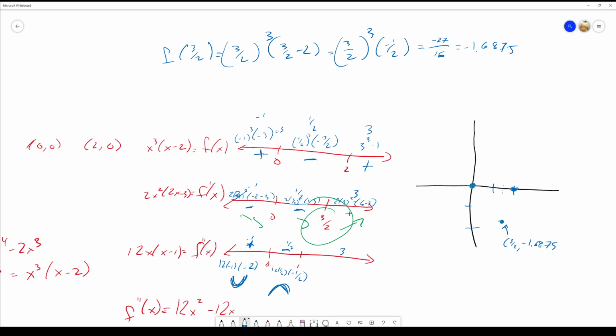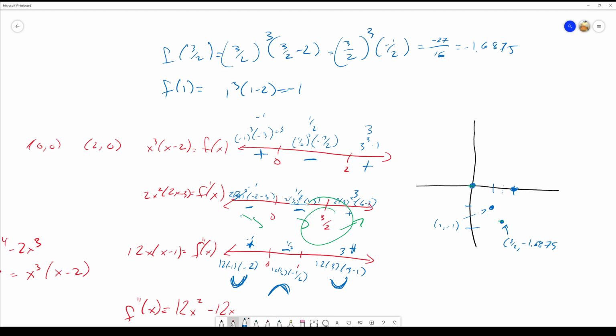until you get to 1. And then at 1, you're going to get 12 times 3 minus 1, which is a positive number, which means the graph is going to be concave up again. And so f of 1 is 1 cubed times 1 minus 2, which is negative 1. So at this point here, at 1, negative 1, the concavity changes.